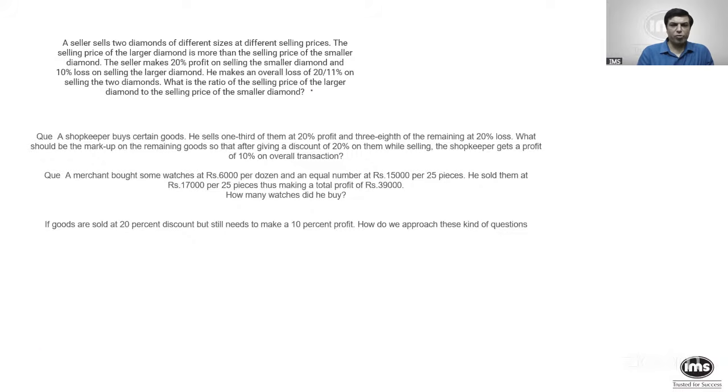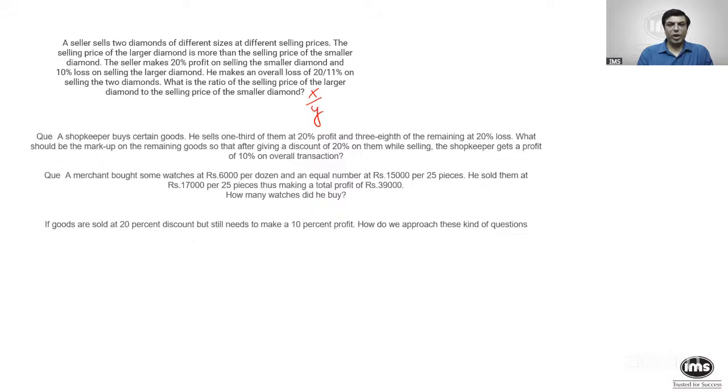So basically what you need to find is X upon Y. And then some relation is given, 20% profit, so much loss. You can get the selling prices of both of them and find the ratio, or the cost price of both of them, and find the ratio. So just make equations in X and Y and solve. You will definitely get your answer, but that's a slightly time-taking method.